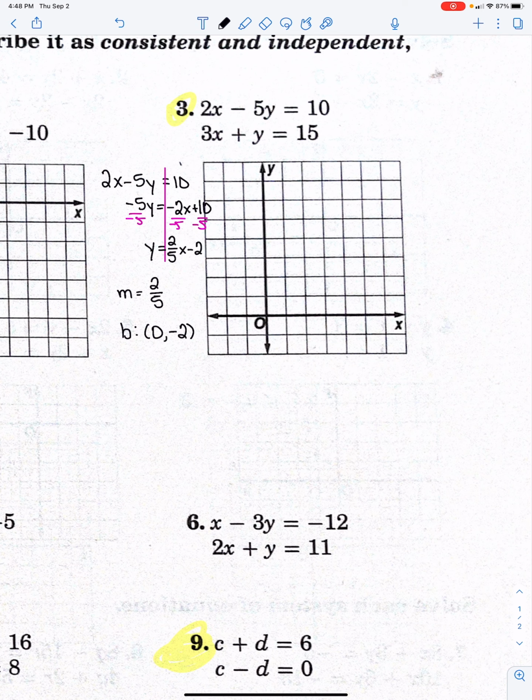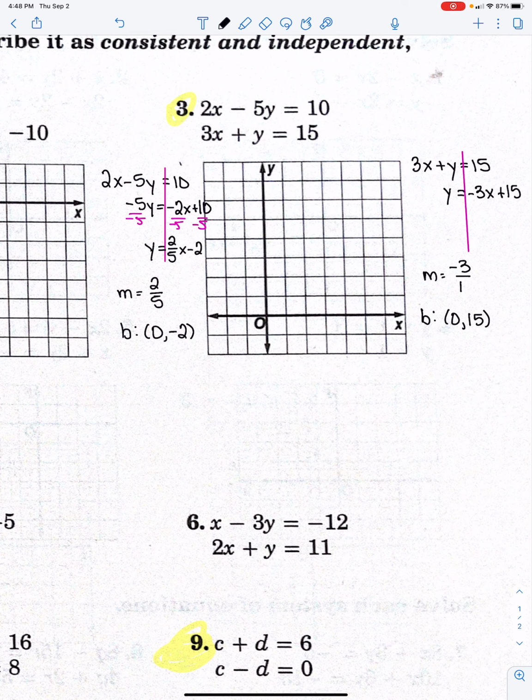Now, taking that B equation, I've got 3x plus y equals 15. And I want to get y by itself. So I've got y equals negative 3x plus 15. Y is now by itself. So my slope on this one is negative 3 over 1. And my y-intercept is going to be 0, 15.